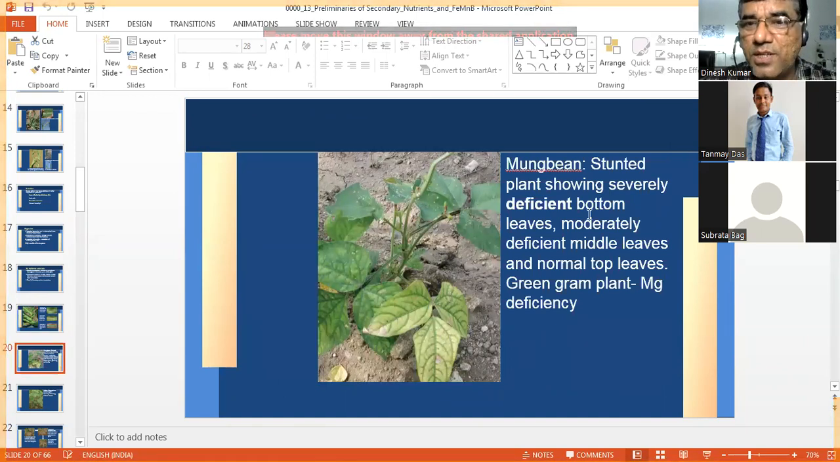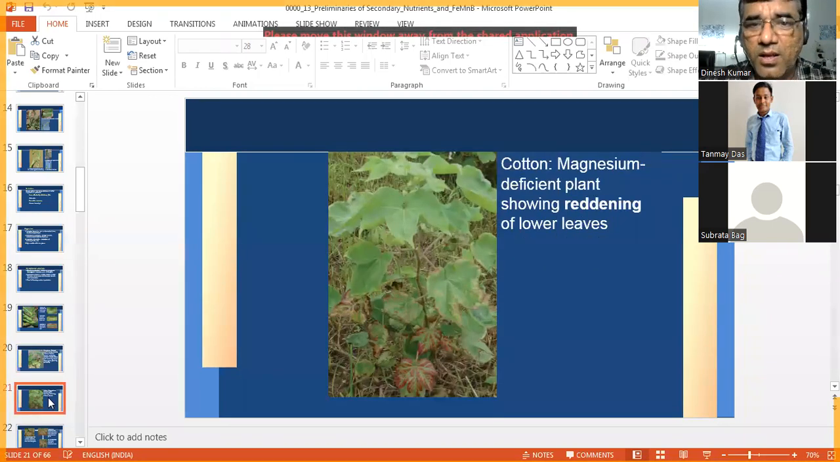Now you can also see these kinds of symptoms in mung bean, magnesium deficiency symptoms. Veins are green and the interveinal area is yellow. You can see it in cotton also. In cotton, it is an interesting symptom. Normally this would be a deficiency symptom of phosphorus actually, but this is for potassium in cotton.